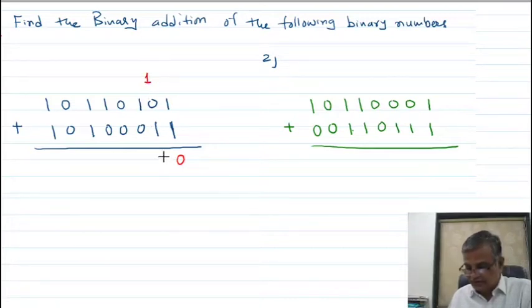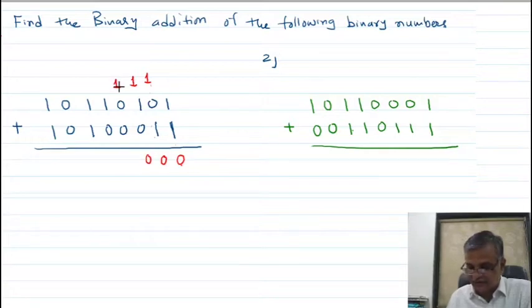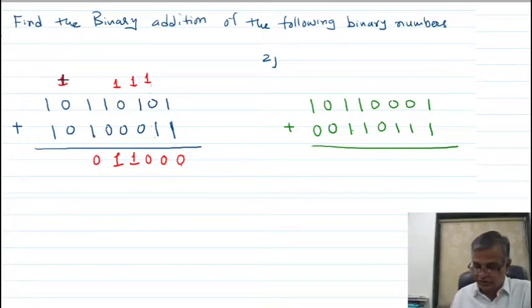1 plus 1, it is 0 and carry 1. Sum is 1. 1 plus 1, sum is 0 and carry 1. 1 plus 1, sum is 0 and carry 1. 1 plus 1, sum is 0 and carry 1. So 1 plus 0, you already know that it is 1. 1 plus 1, sum is 0 and carry 1. 1 plus 1, sum is 0 and carry 1. So the carry I have to write here.